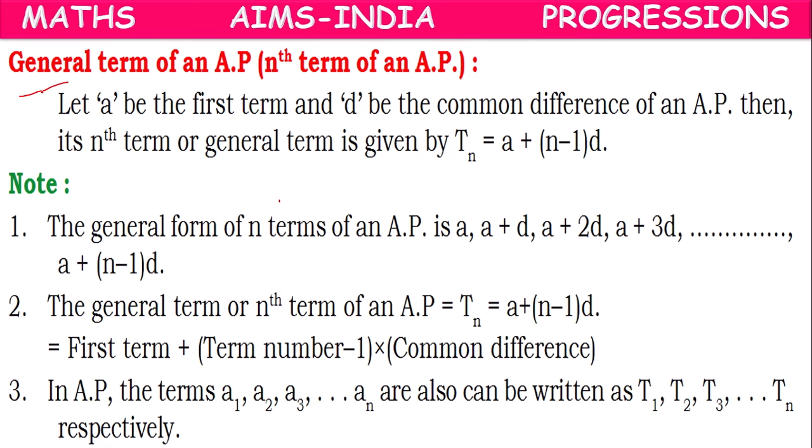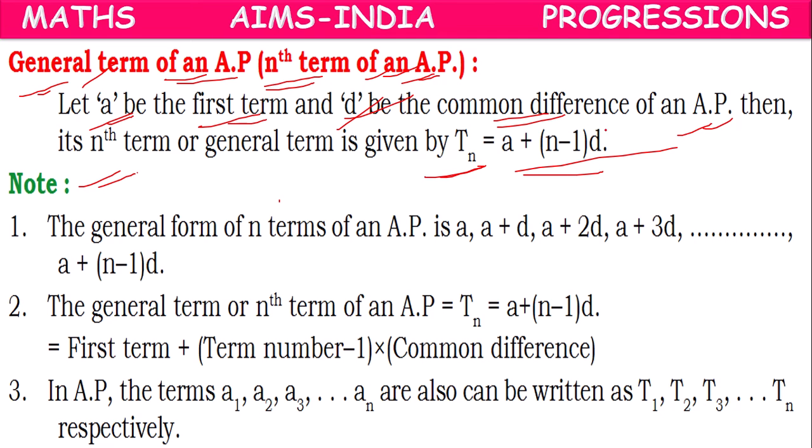Next one, the general term of an AP, or nth term of an AP. How to find the general term of an AP? Suppose A is the first term of the AP and D is the common difference of the AP. Then the nth term is given by the formula Tn equal to A plus n minus 1 into D.